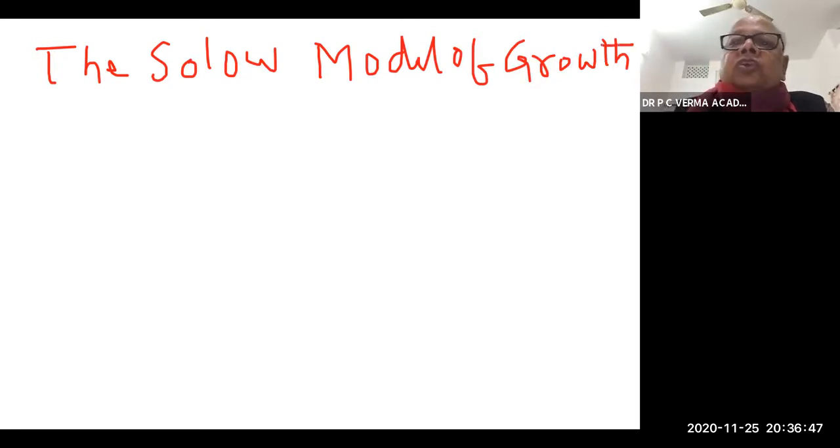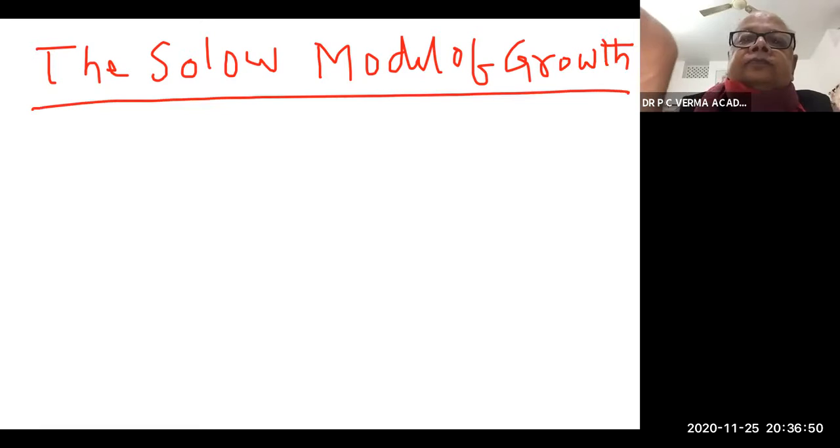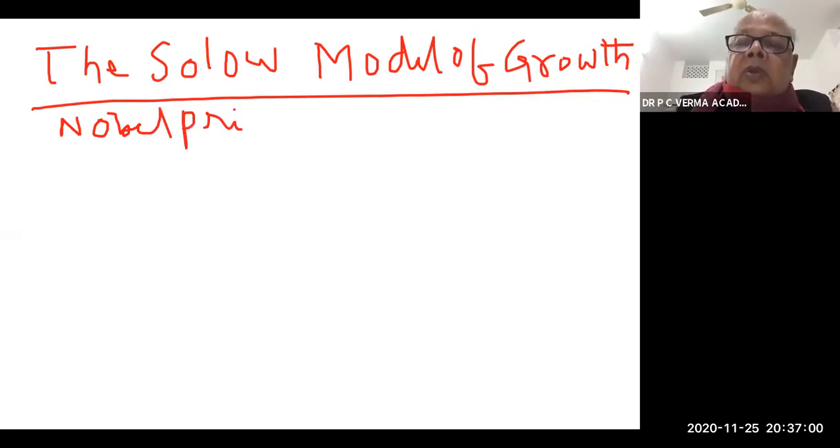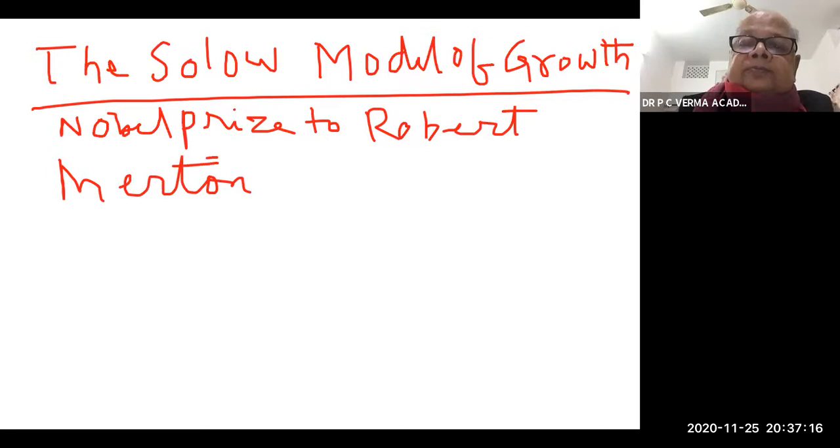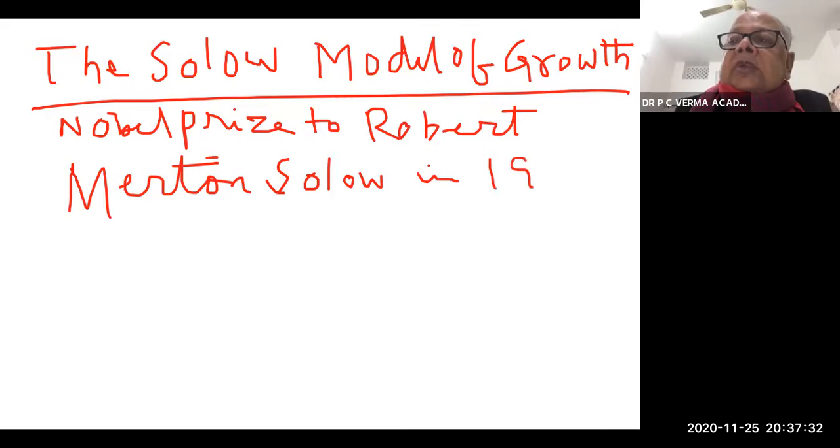The Solow model of growth. Nobel Prize to Robert Merton Solow in 1987.